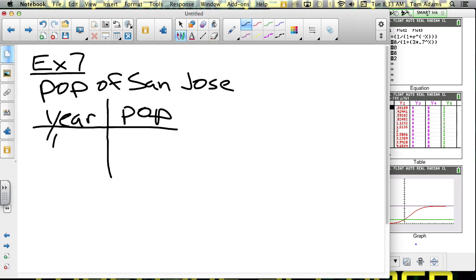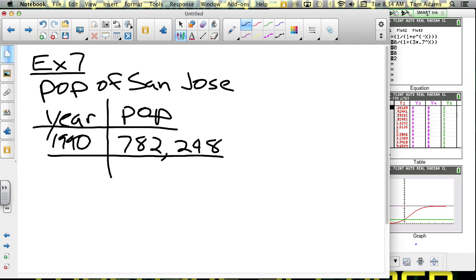So in 1990, they had 782,248 people, roughly. And in the year 2000, they had 895,193 people. Now, why would they need to know this information? Why would you want to know or track how many people are going to be living in San Jose in 2015, 2020? How would that be helpful to the city of San Jose?